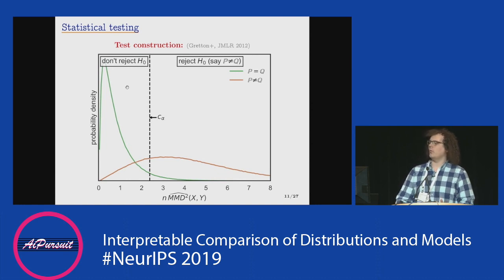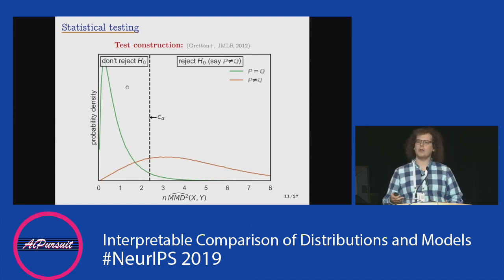Okay, so what we're going to do is take the MMD estimator and multiply it by n, because then we know we get a consistent threshold. And then we're going to ask whether our estimate is bigger than that threshold C alpha. So the question is, how do we choose C alpha?